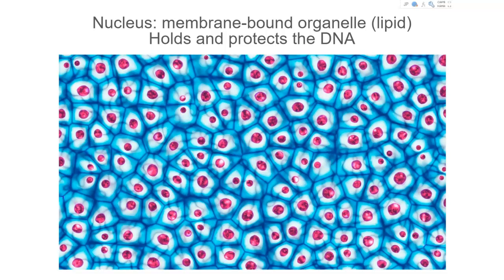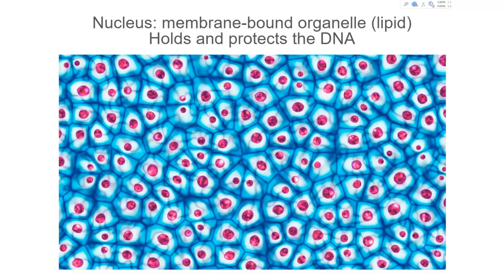Okay, next organelle we're going to say is the nucleus. The nucleus is one of those membrane-bound organelles, so it has a membrane around the DNA. And that membrane is specifically called the nuclear envelope. It's made of lipids, and this organelle holds and protects the DNA. It is the house of the DNA.